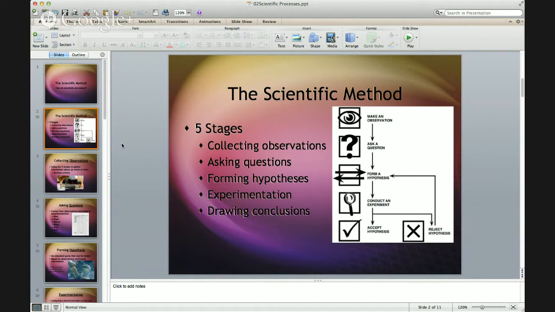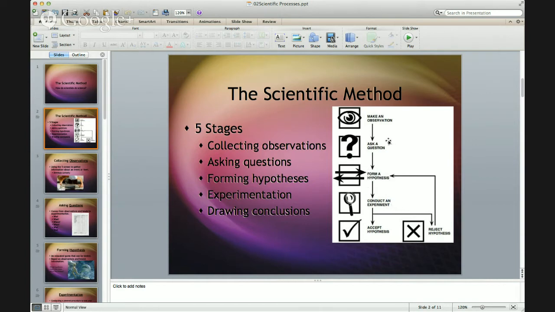But I do want to make sure that you understand this idea that after you make your observation, you ask a question, you form a hypothesis, do your experiment, and then you either accept or reject that hypothesis. If you reject it, you go back, you change it a little bit, whatever you need to do, and then you redo the experiment. Sometimes we keep the hypothesis and change the experiment. It just depends on what's going on.